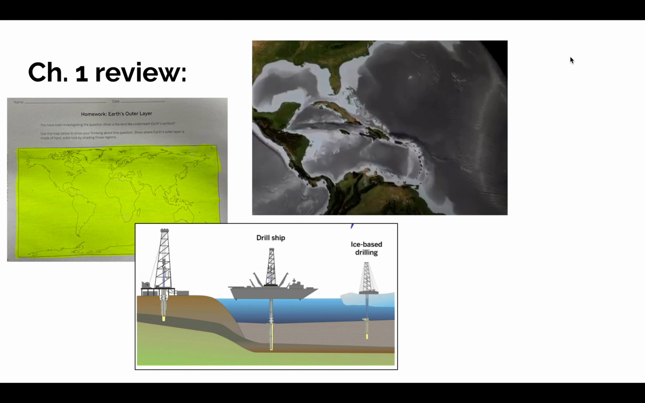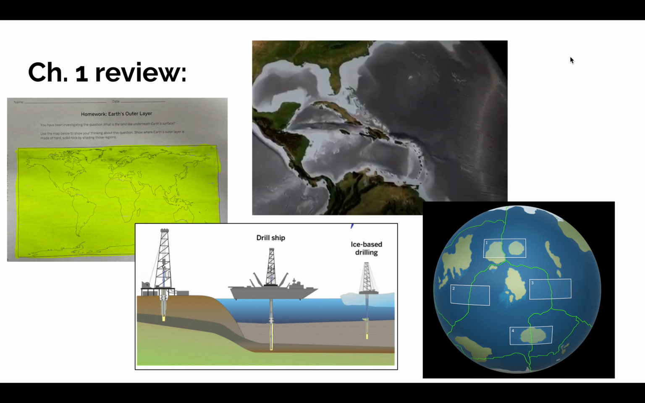And how about this one? Okay, so what we were doing in the sim is understanding that Earth's outer layer is divided into plates, and that where the plates touch, that's called a plate boundary. So the lime green is talking about plate boundaries. And when we were actually in the sim, we were demonstrating how the plates on Earth move constantly.